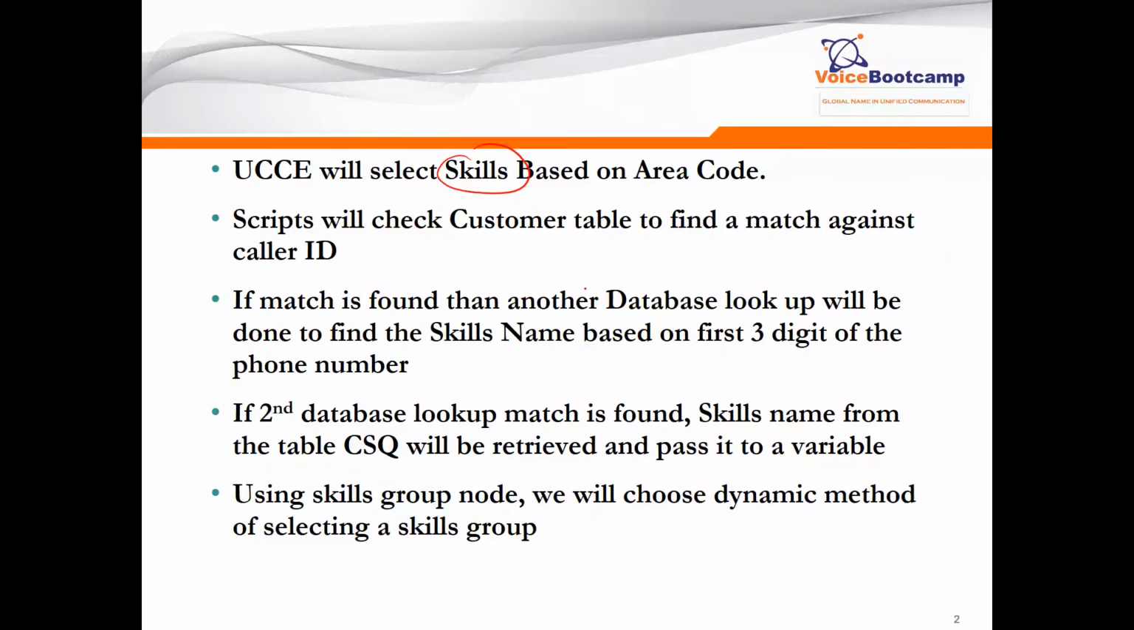And if a match is found, then we're going to do another database lookup which will contain the area code and the skills group name. So we've got one database that contains the customer information and one database that contains only the area code and skills group name. Then on the second database lookup, if a match is found, a skills group name will be selected and that name will be dynamically applied to the skills group node. So using the skills group node, we will choose a dynamic method of selecting a skills group.